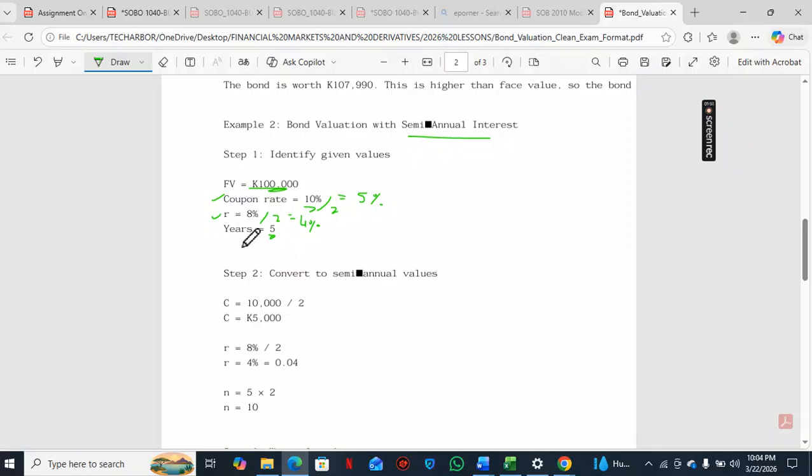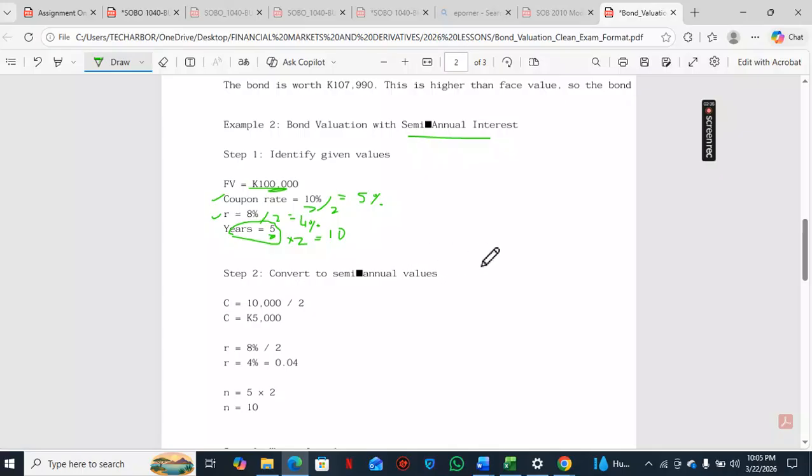Oh, and one more thing, the years you need to multiply by 2, since you'll be paid twice in 1 year. So in 5 years you'll be paid a total of 10 times. So the rates, interest rate and discount rate, divide by 2. Then the time, multiply that by 2. That's the adjustment you need to make. Then the rest stays the same.